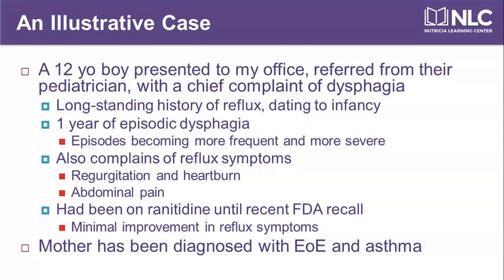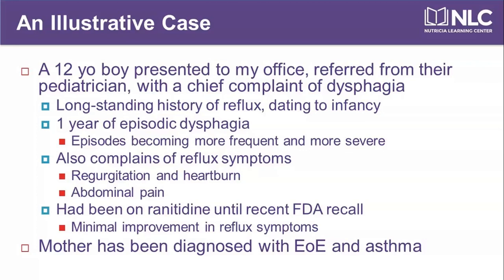In addition to the dysphagia, he had reflux symptoms, the typical reflux symptoms that a 12-year-old might complain of, including regurgitation, heartburn. He also complained of abdominal pain. He had been on ranitidine in the past up until the recent FDA recall, but even when he was on the ranitidine previously, he didn't have any significant improvement in symptoms. But by the time he came to see me, he'd already been off of ranitidine for a month or two. And then, of course, the kicker is talking to mom, and she says, oh, and by the way, I have EoE, and I have asthma.